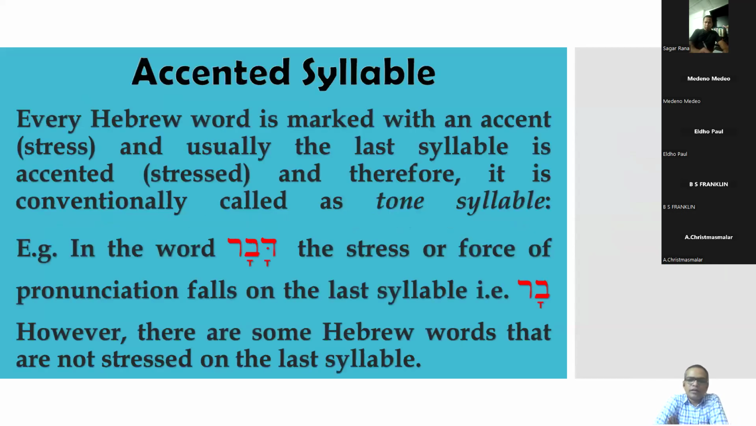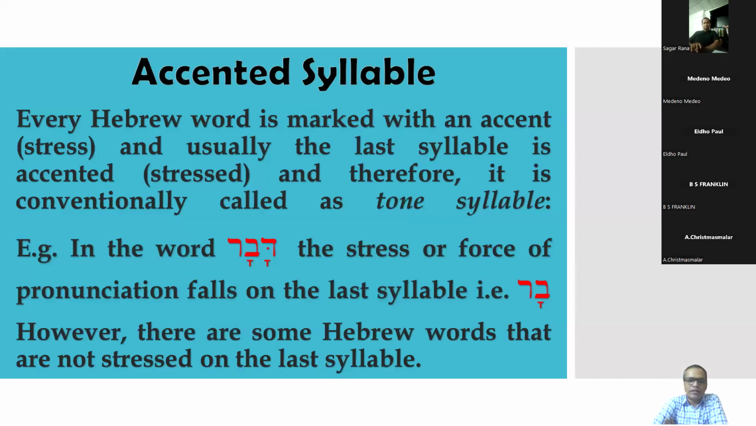All right. What are accents and why do we need accents in the Hebrew language? Every Hebrew word is marked with an accent, or in other words, a stress. When we read a word in English or in our mother tongue, there are syllables where you will give a stress. And usually in Hebrew, the last syllable is the one that carries the accent, which is otherwise called the tone syllable.